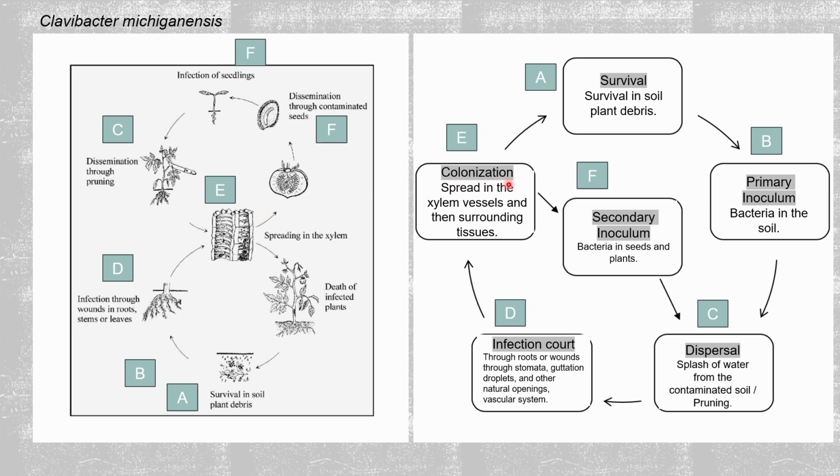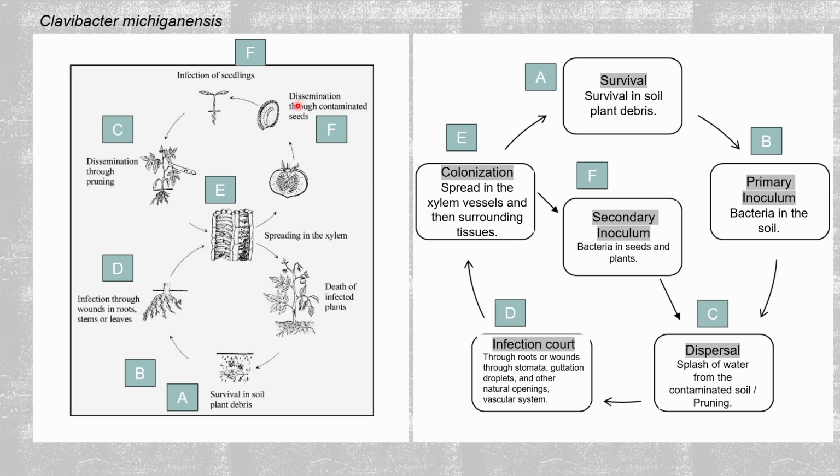Talking about the colonization, once the bacterium is in the vascular system, the spread in the xylem vessels is going to start. And then the bacterium can go to the surrounding tissues. When I talk about surrounding tissues, it's going to go probably to the leaf, to the stems, maybe, and also to the fruit and finally arrive at the seeds.